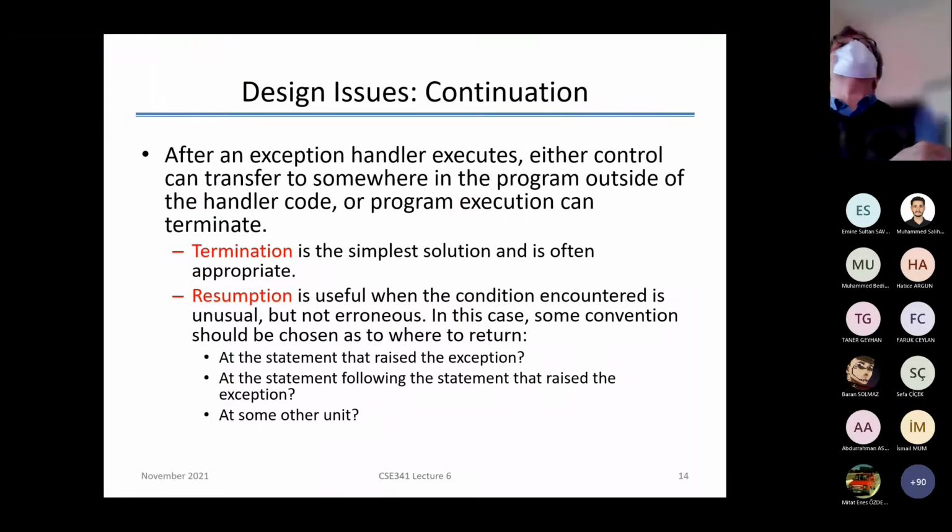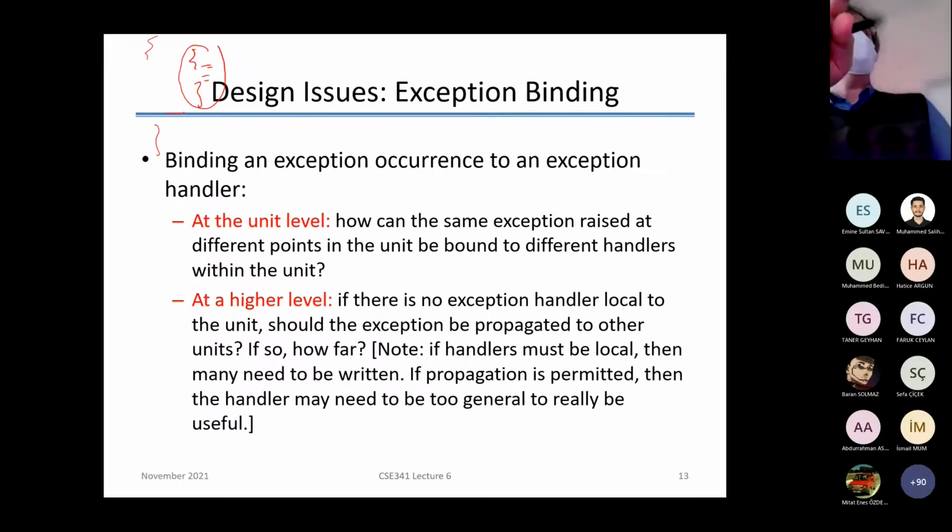Another thing is continuation. How do I continue? After the exception handler executes, either control can transfer to somewhere in the program outside of the handler code, or the program can terminate. The execution can terminate. Now, the decision of where to go, and whether you have these higher-level or unit-level decisions in terms of where you do the binding, will define how you can go back. So if it is at a higher level, you need to know how to go back to a location where the execution can resume.